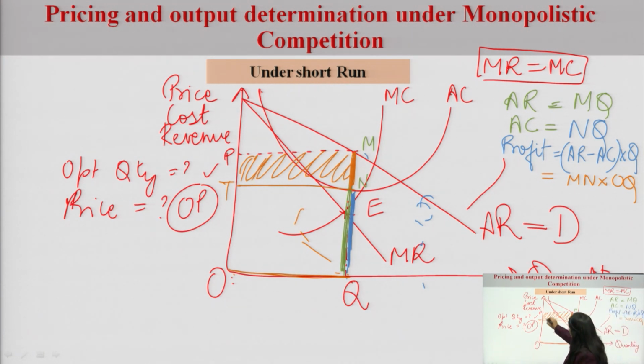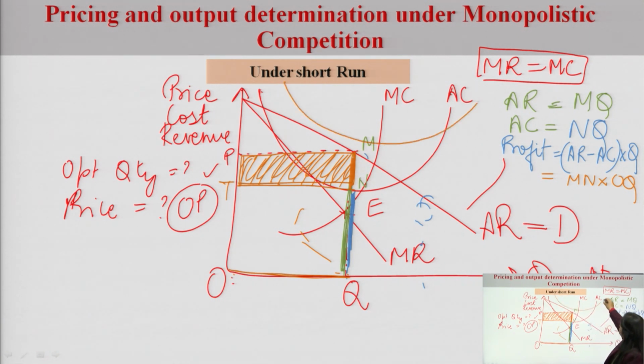So, this is how the seller has identified the optimum output and the price at which he should sell, and he would have the supernormal profit. Now, if I ask you, is it necessary that he would have only profits? No, it is not necessary. Why? Again, because if the average cost is higher than the average revenue, if the average cost is lying above this line, there will be losses, not profits. If it is equal to average revenue, then there will be only normal profits.